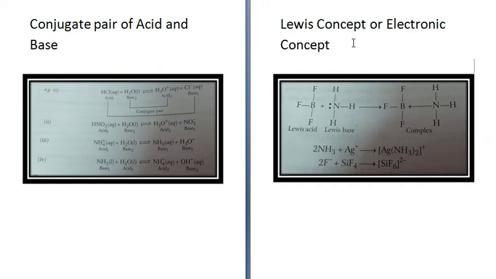Neutral electron deficient molecules like BF3, AlCl3, they can act as Lewis acids. Simple cations such as Fe3+, Ag+, they behave as Lewis acids, while all negative ions like F-, Cl-, OH-, CN-, etc., that is anions, they behave as Lewis bases. Okay.